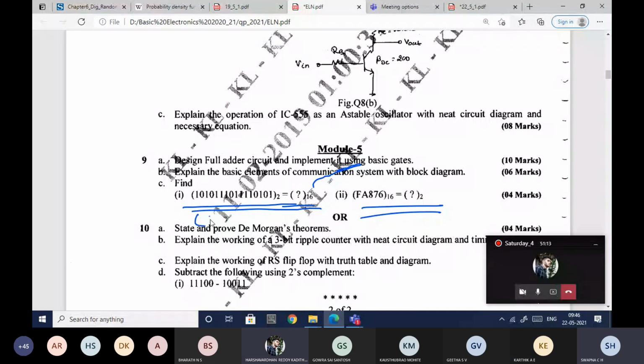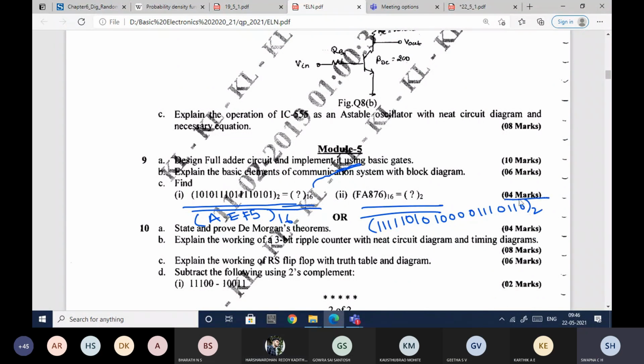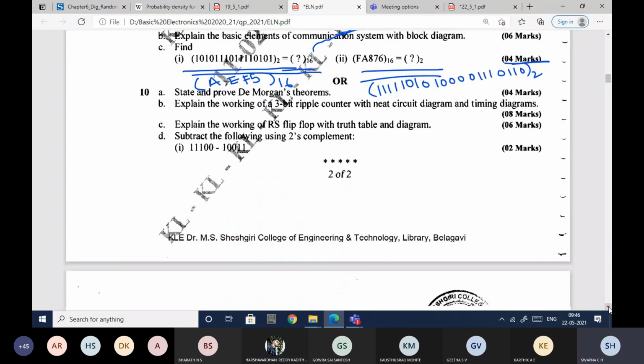So just do this problem. AEF5. The others, please cross check. This one: 1111 1010 1000 0111 0110. That's it. For this, they'll give you 4 marks. So solve the next question as well.